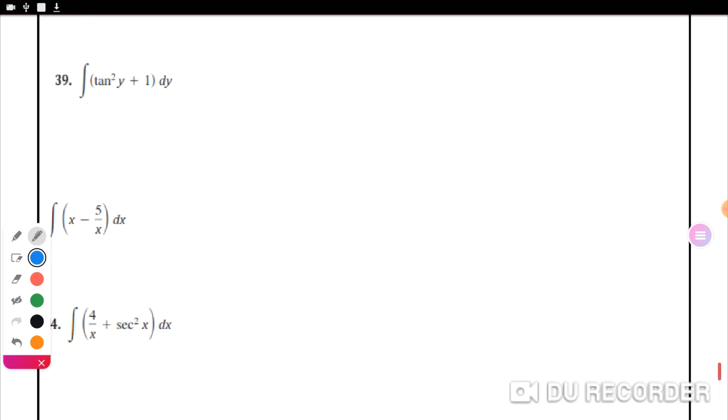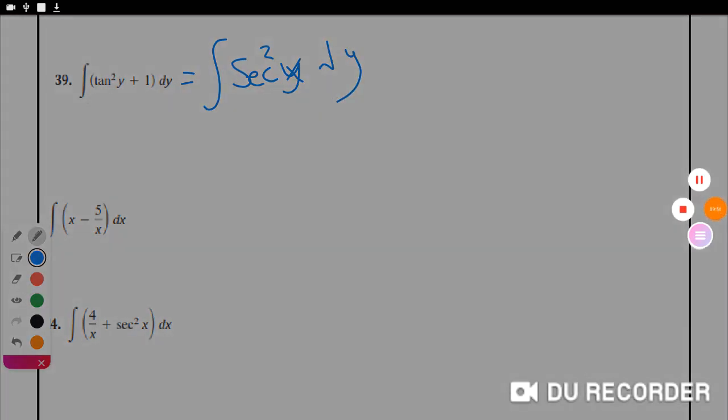Okay, for the next problem. Here, how to integrate tan square y plus 1? It means I don't have a rule to integrate tan to power 2y. But I have a relationship for tan square y plus 1. It will be what? Look, I can rewrite this one to be secant square y with respect to y.